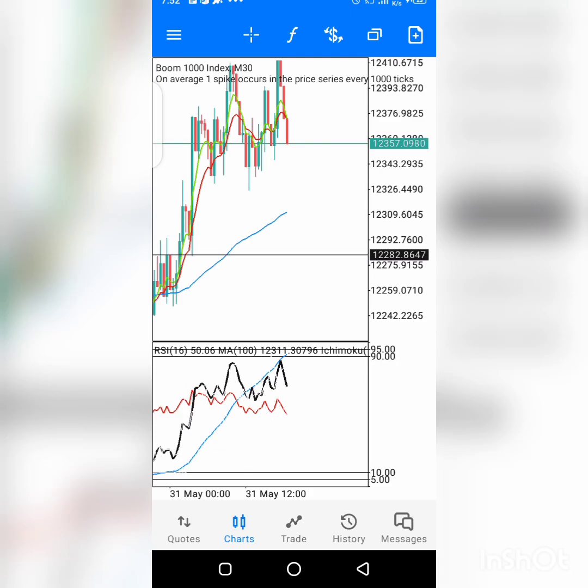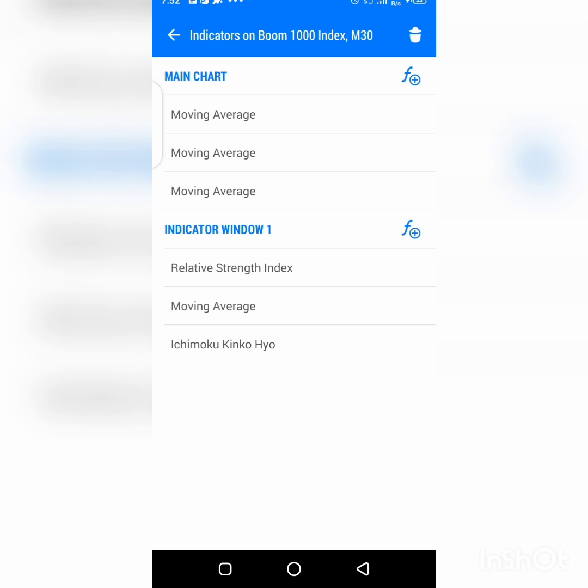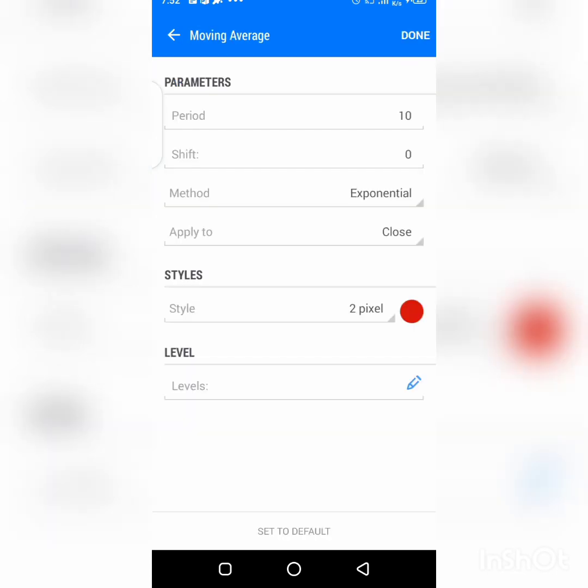Okay, so you go back again. You know where you get your indicators, right? Where you have the F icon, this F icon here. So you go back again, you click on the second MA. You add the second MA, which is the period 10. Shift is 0. Method is exponential. Apply to close. You can use two pixel and any color.